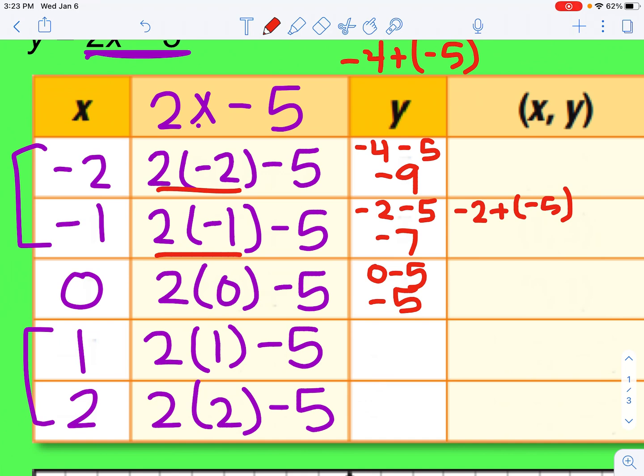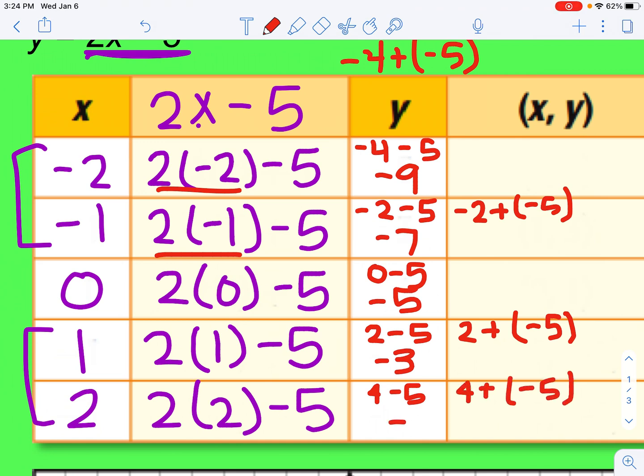Now x is equal to 1. 2 times 1 is 2. 2 minus 5, again, do keep, change, change. 2 plus a negative 5, which gives us a negative 3. And our last one where x is equal to 2. 2 times 2 is 4. 4 minus 5. Again, keep, change, change. 4 plus a negative 5 gives us a negative 1.